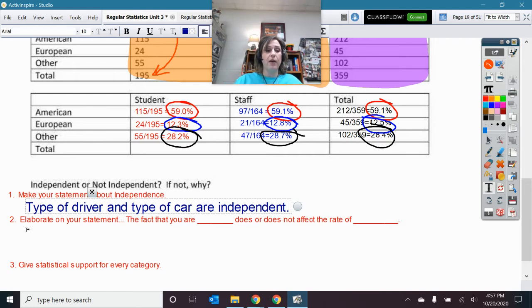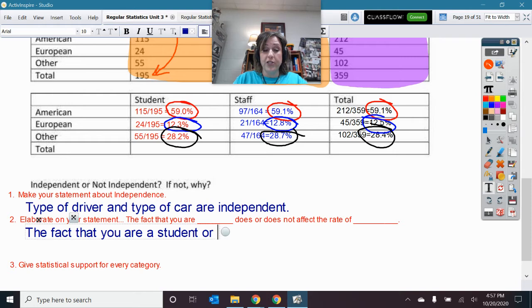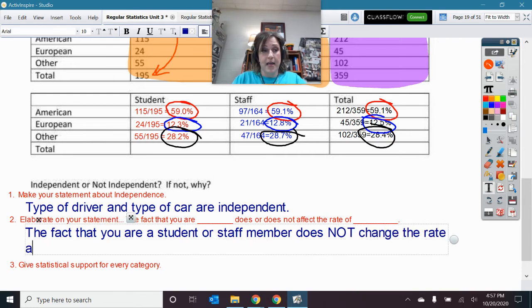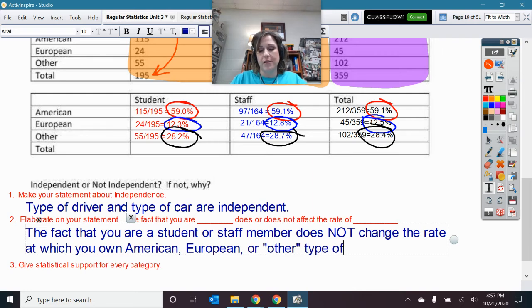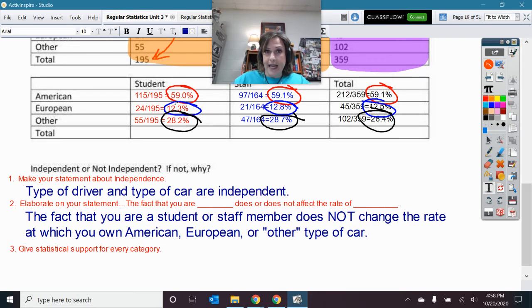Now elaborate. Remember, my favorite thing to do when elaborating is start with my little part of the song. The fact that you are a student or staff member does not change the rate at which you own. And then if you're running out of room and want to make it short, you can just say a certain type of car. But I'm going to go ahead and say American, European, or other type of car because I can type fast. It does not change the rate at which you own those things. All right, first two statements: make the statement. Second, elaborate. Third, statistical evidence to support your statement. Well, I need to say how they're the same.